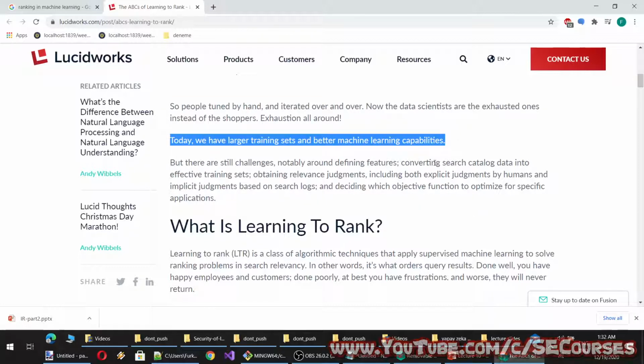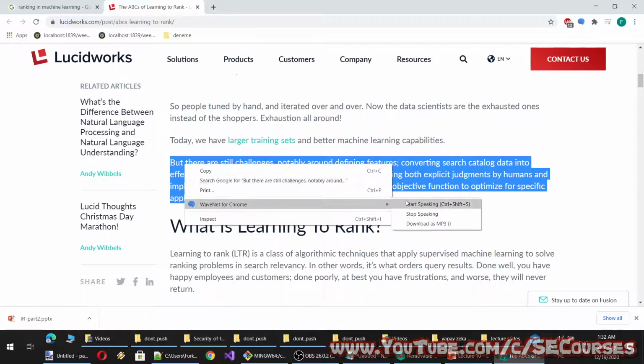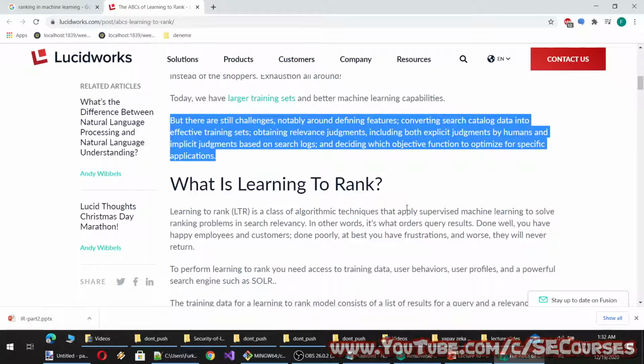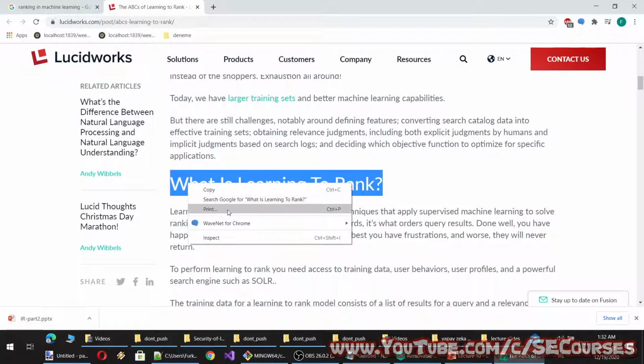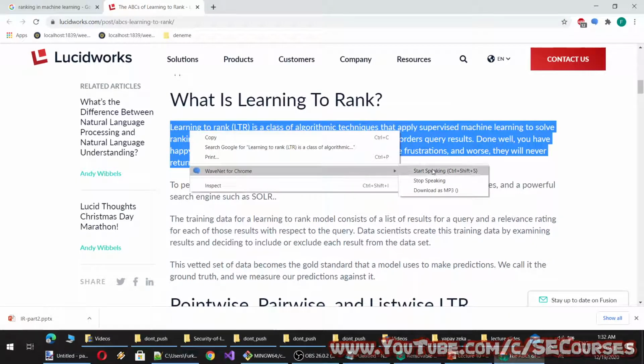Today, we have larger training sets and better machine learning capabilities. But there are still challenges, notably around defining features, converting search catalog data into effective training sets, obtaining relevance judgments, including both explicit judgments by humans and implicit judgments based on search logs, and deciding which objective function to optimize for specific applications.